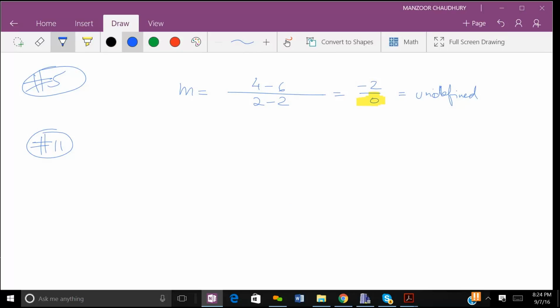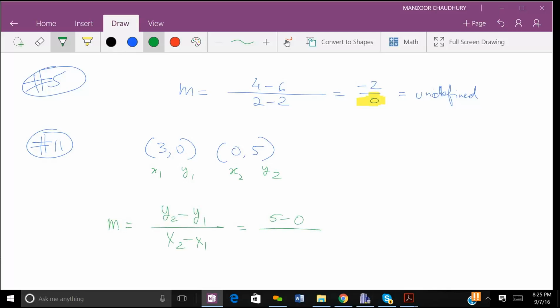Okay. So you pick up the 2 points here. Look at the graph, and you can see that from the graph you can pick up 2 points: 3, 0, and 0, 5. Then m is 5 over -3, so it's negative.